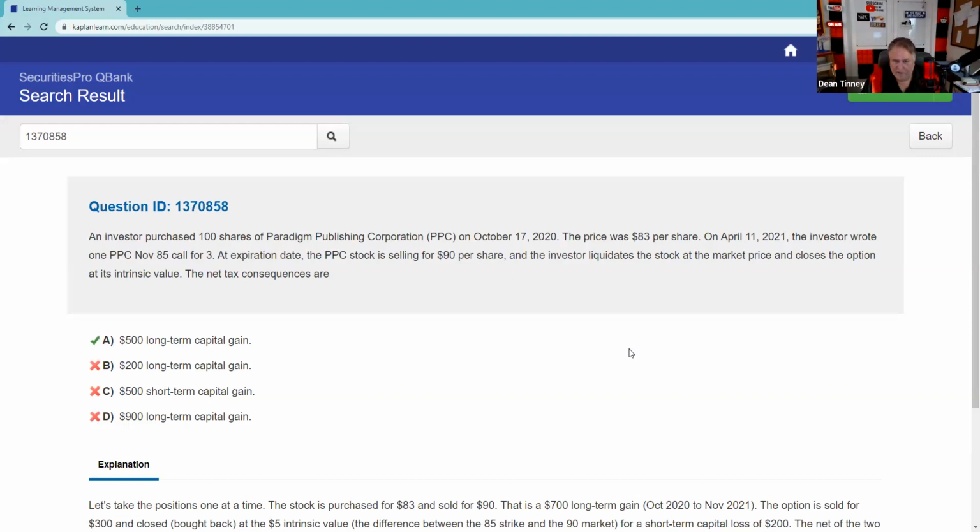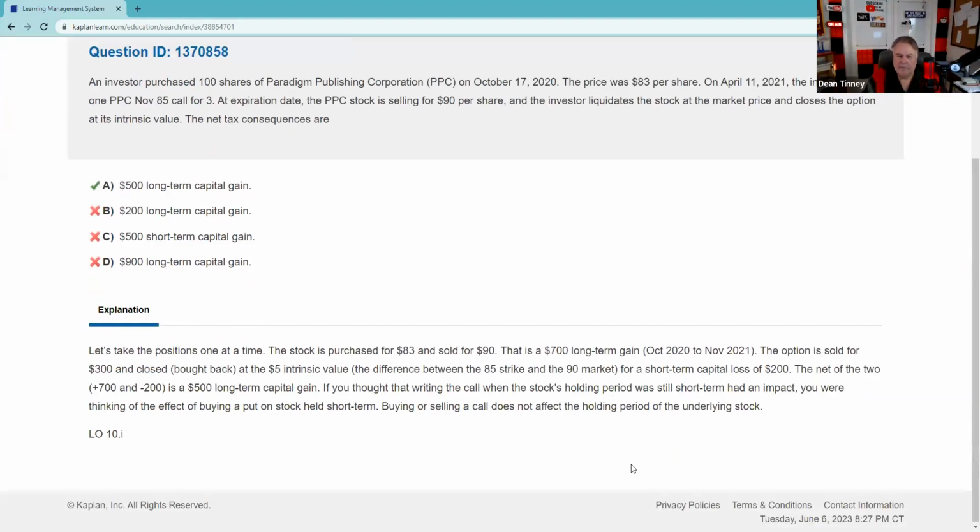At expiration, it's 90, and the investor liquidates the stock. So that means you sold the stock at the strike price, which was 85, and you brought in 3 points for the option. Was it over a year? A year would have been October 17th to October 17th of 2021. The net tax consequences are a long-term capital gain. You held the stock for more than a year, and so that is going to be a $500 long-term gain.